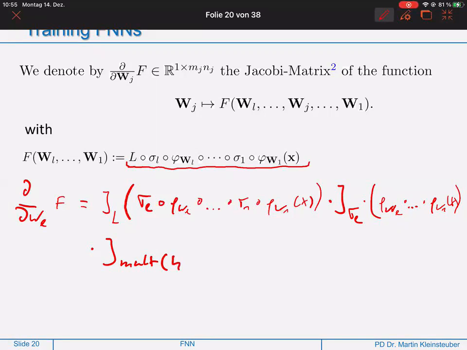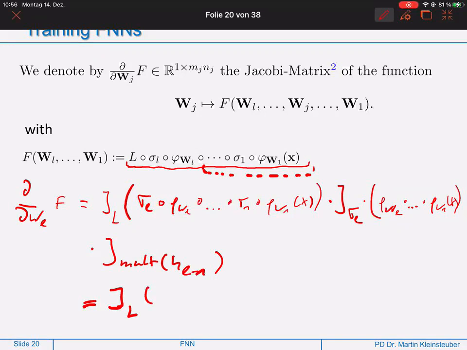Actually, this is HL minus 1, everything that remains after the multiplication of WL. So this is nothing else than the Jacobi matrix of the loss function, which actually is a very flat matrix, only one row.